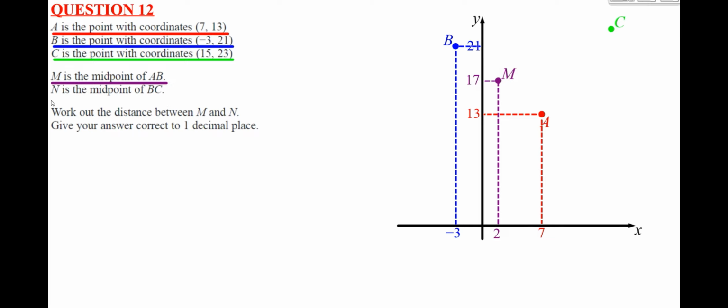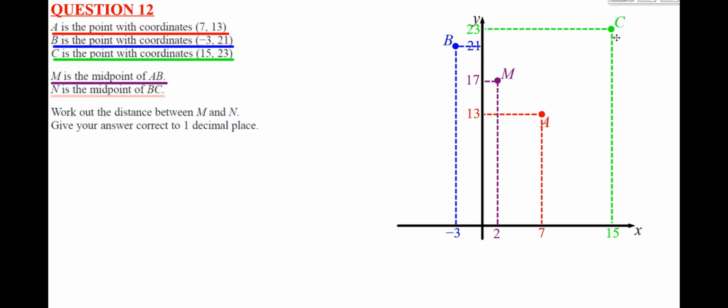We can then do similar for N. N is in the middle of B and C. I'm going to do this in a pink colour. So now we're just interested in B and C. I've added on the coordinates of B. If I do the same for C, 15 along, 23 up, like so, we can now think about what's halfway in between B in blue and C in green.